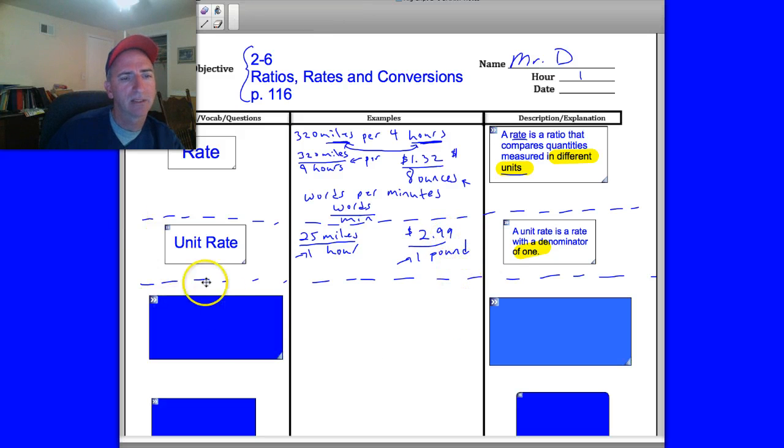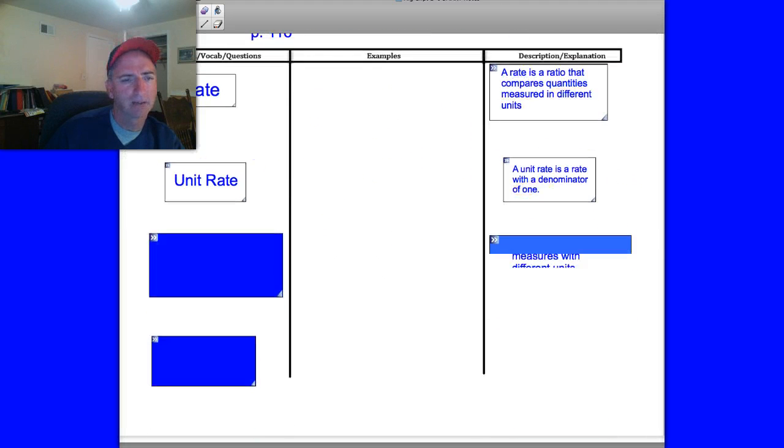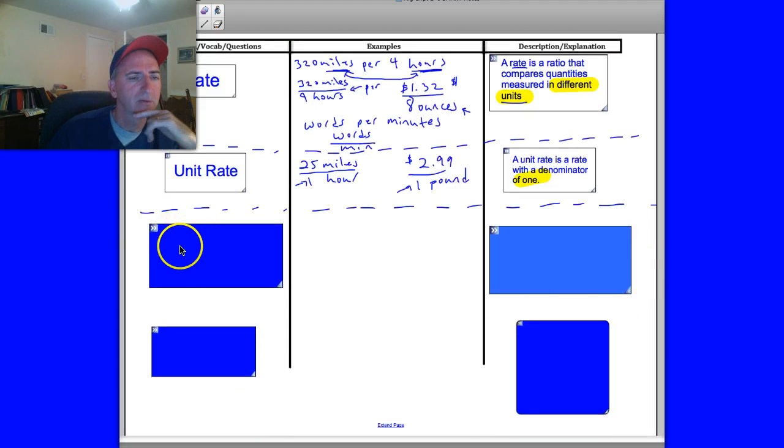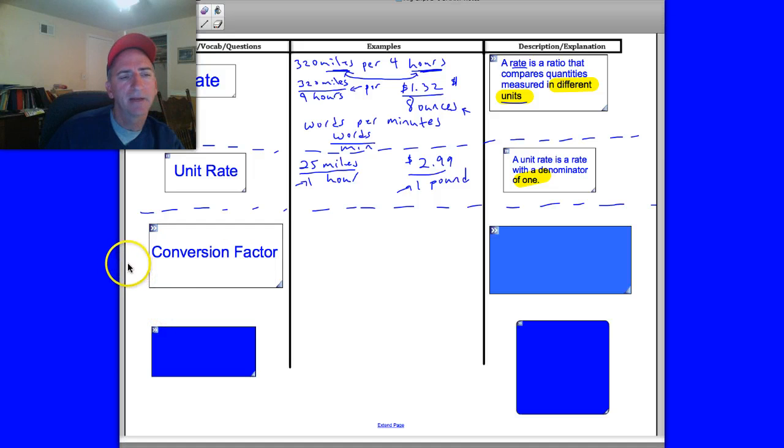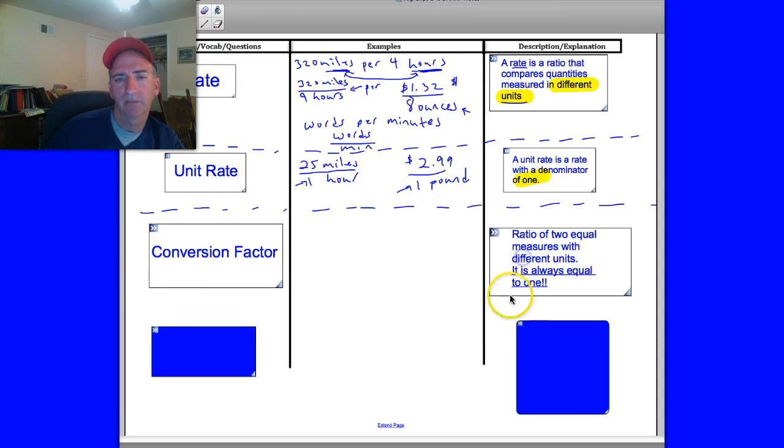Okay, so let's get on down here to the third word, and we'll get into how to figure out unit rates after a while. The next word they talk about in 2.6 is conversion factor. This is not as confusing as it's going to sound. Just get it down. We'll get it worked out soon.